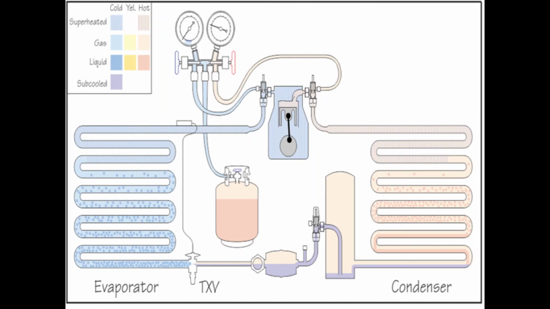The low side of the manifold should be connected to the suction side of the compressor, and the high side of the manifold should be connected to the high side of the compressor, and then the main inlet of the manifold should be connected to the cylinder where vapor refrigerant has to be charged from.